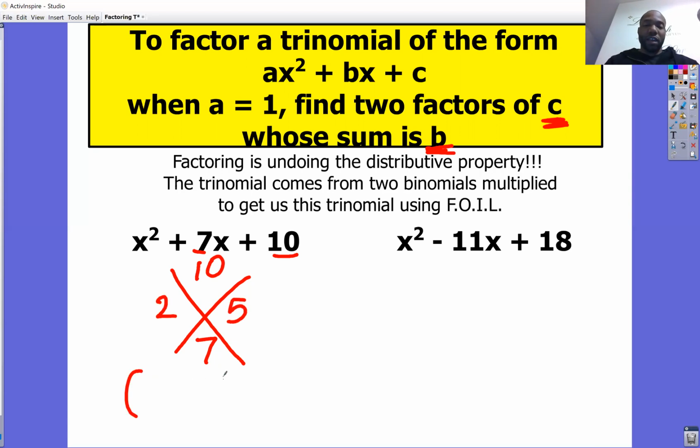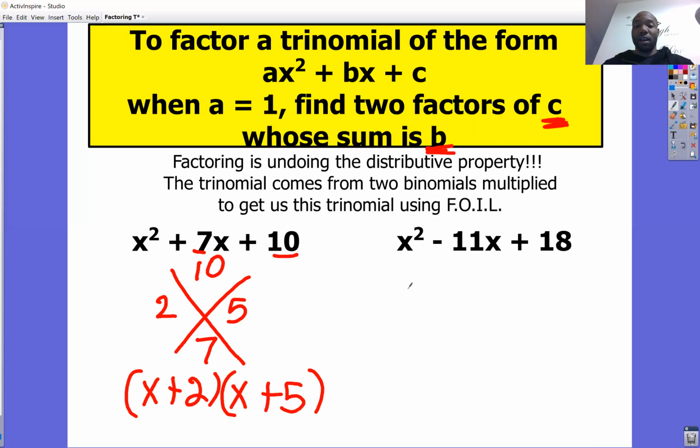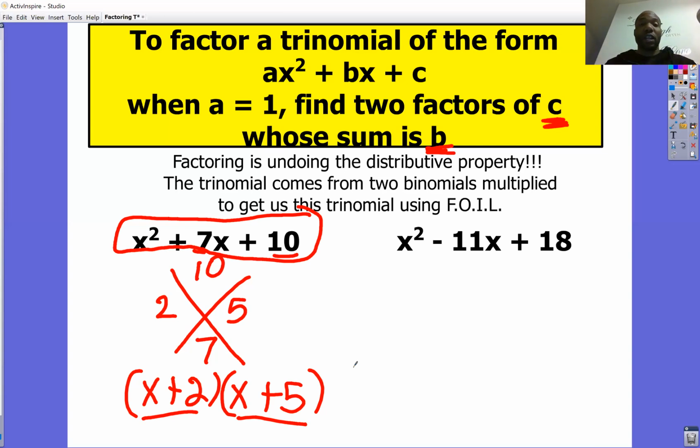So here we have our two binomials. Again, this is a review. You don't need to set this up. We get x plus 2 and then x plus 5. And there we have it. This will FOIL to give us the original expression of x squared plus 7x plus 10. All right, so what do we call the x plus 2 and the x plus 5? Factors. Why do we call them factors? Because they multiply to give us the original expression.